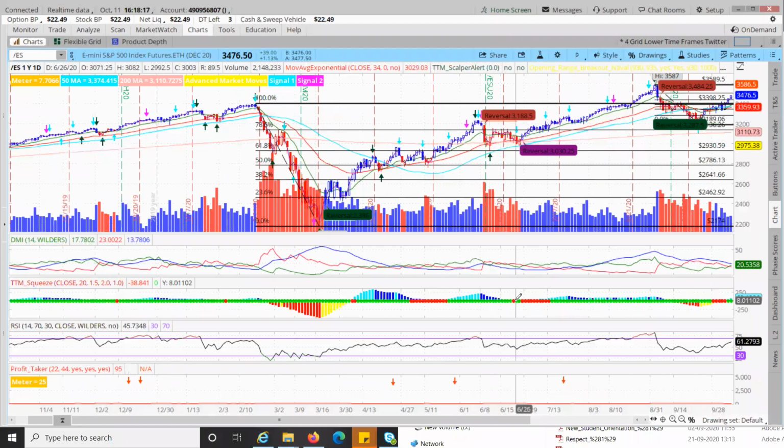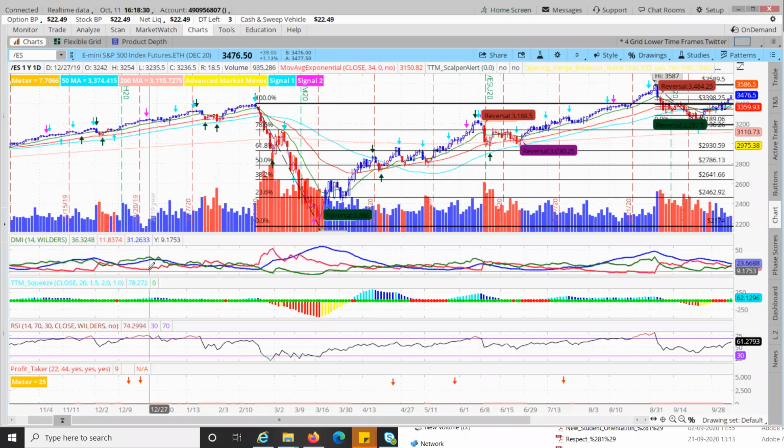The third important thing which I use is DMI, and I have reiterated this a couple of times. DMI gives me a clear indication of the strength of this market. In this case, if you see, there are three lines: green, blue, and red. Green is the positive strength, red is the negative strength, and blue is the strength in the positive or negative.